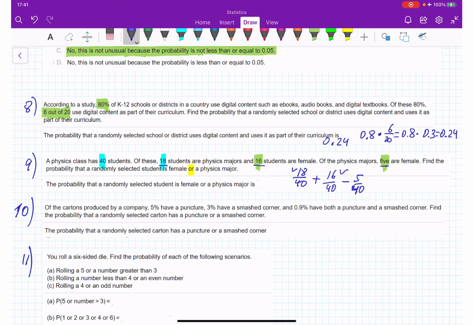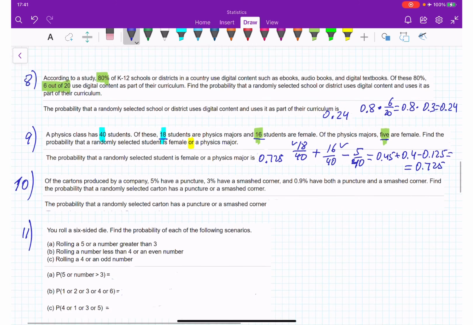And you will have a similar case in the video lecture. So that means 0.45 plus 0.44 and minus 0.125. And the answer is going to be 0.725, which means 72.5% of selected students are going to be female or physics major.